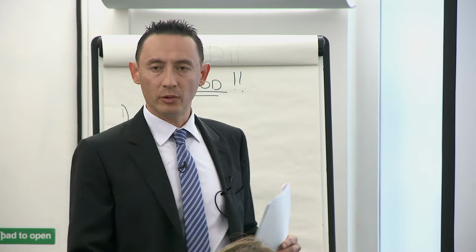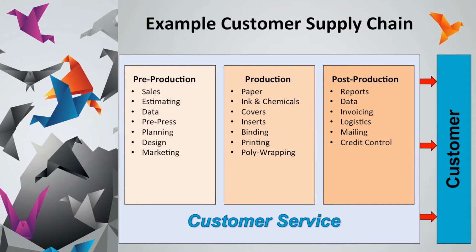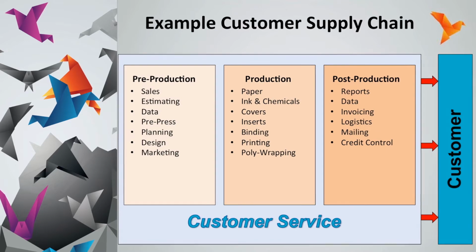So the PESTLE thing, whether you're doing that particular option or not, is a good thing for you to be looking at on the VLE, because it just gives you an example of that. Just wanted to provide an example of a customer supply chain. So what we've done, just as an example for a printing company, is pre-production, production and post-production. That's all linked with customer service.